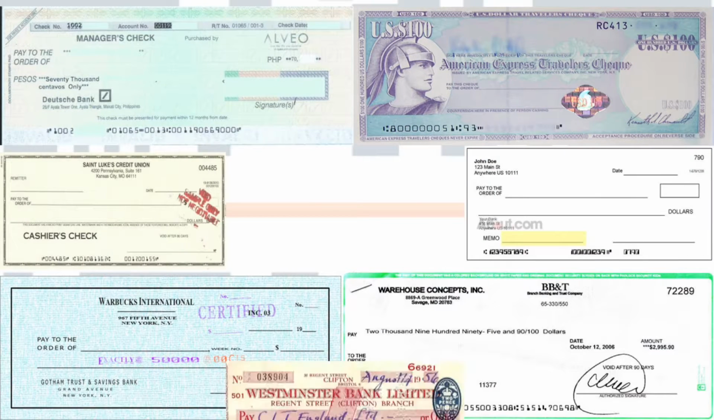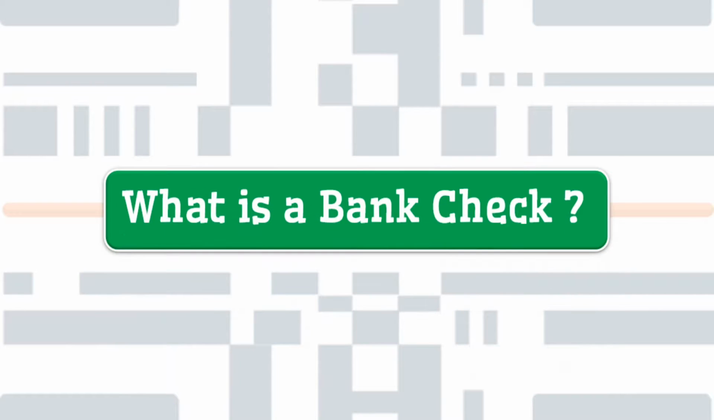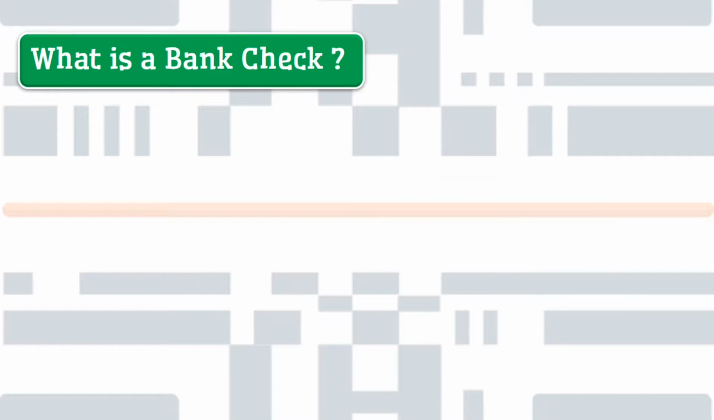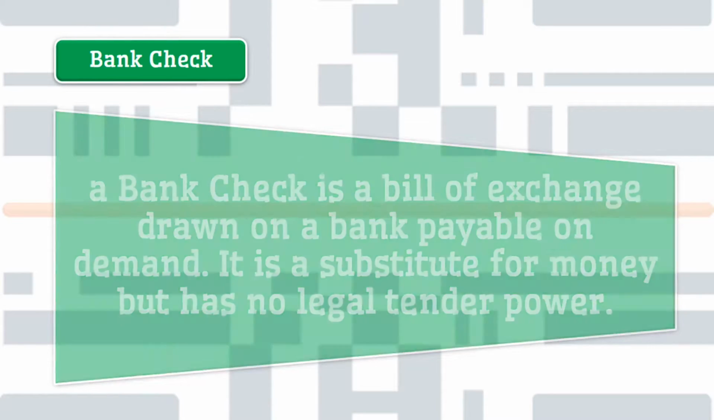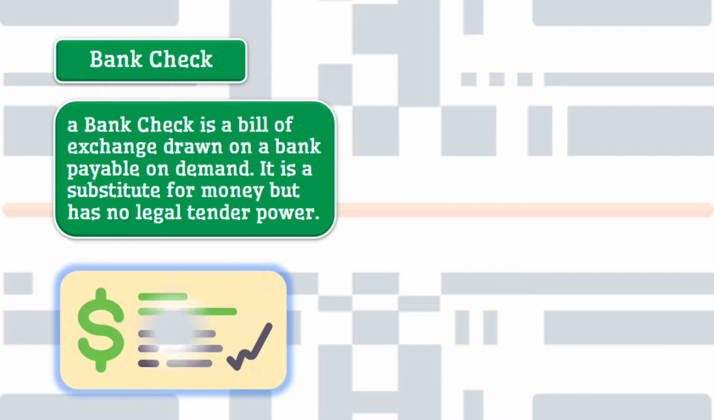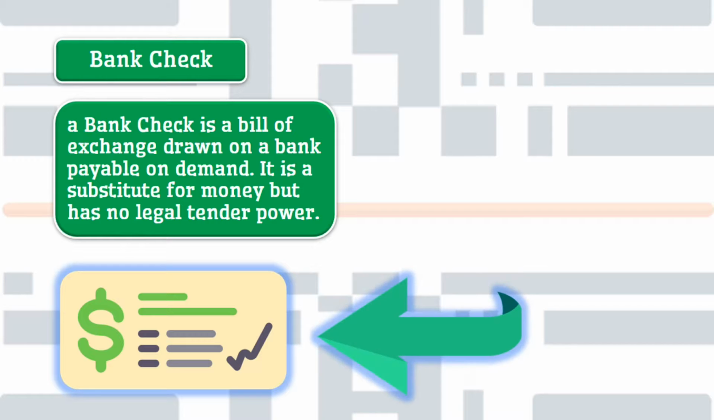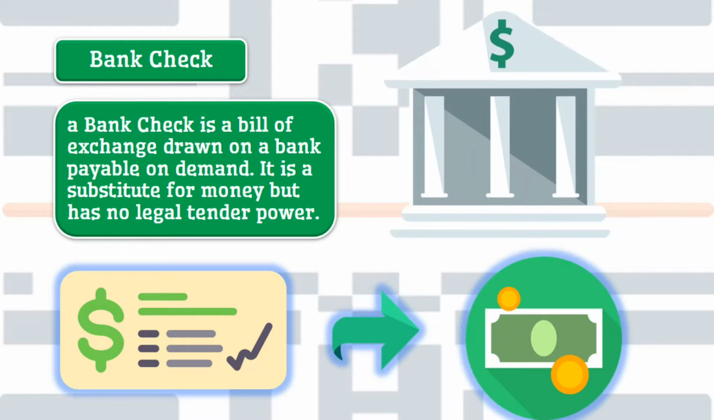There are multiple types of bank checks used across the globe. So first, let's start by knowing what is a bank check. A bank check is a bill of exchange drawn on a bank payable on hand. It is a substitute for money but has no legal tender power.